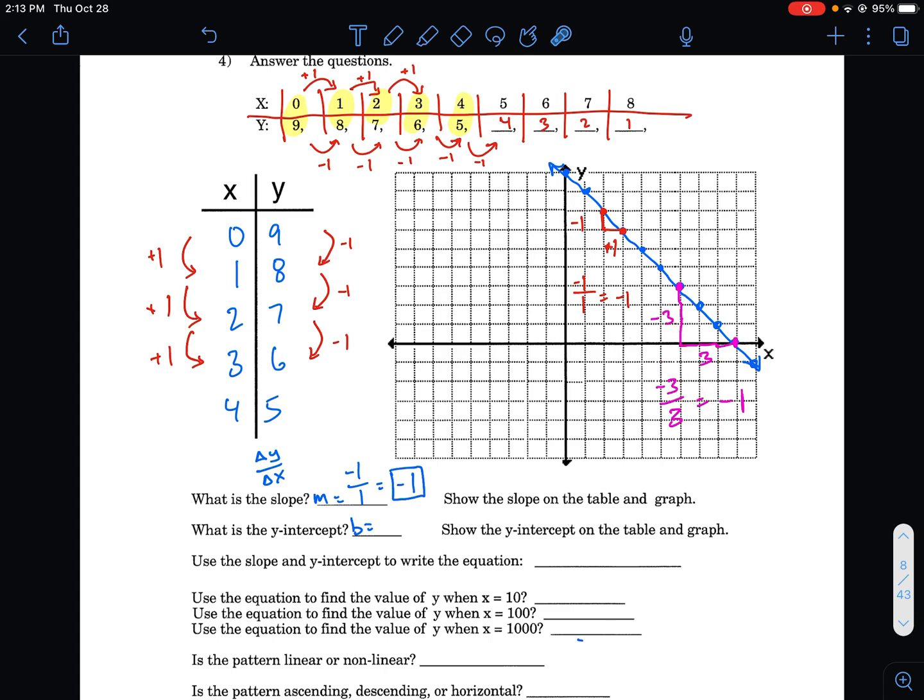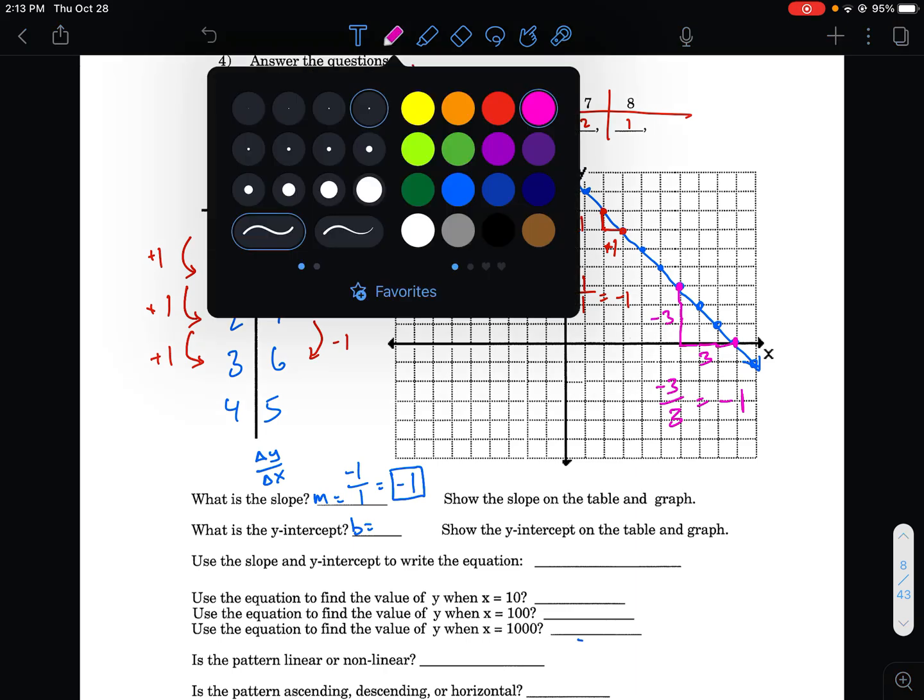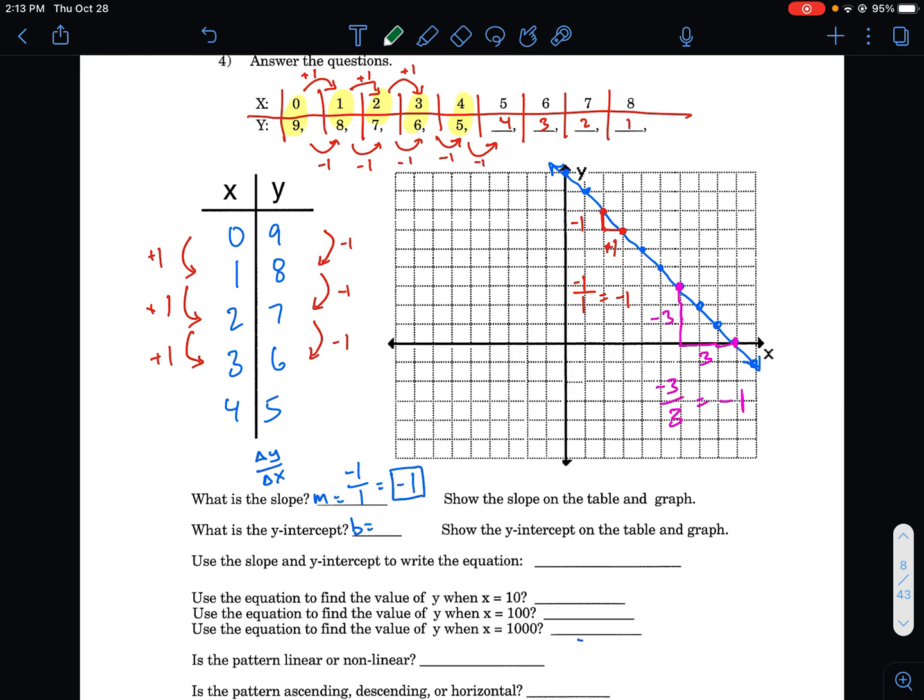All right, so what is the y-intercept? The y-intercept is where the line touches the y-axis, which is right over there. So I'm going to use green for this one. I'm going to circle that. That is our y-intercept, or our b. It's our starting point. And how can you find the y-intercept? Well, I'm going to write that. It's 3. Wait, did I just say 3? That number is 1, 2, 3, 4, 5, 6, 7, 8, 9. It is 9.